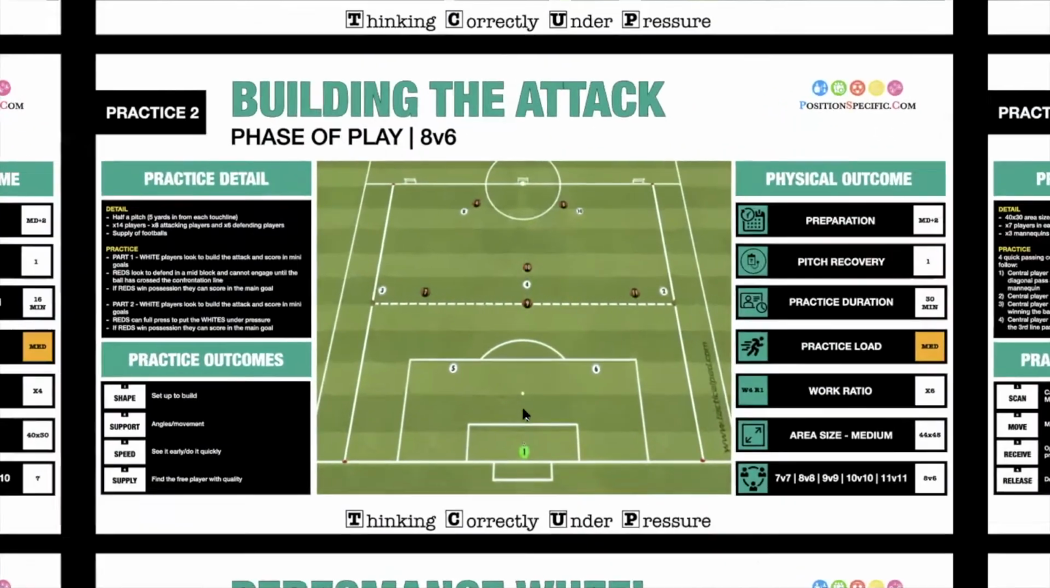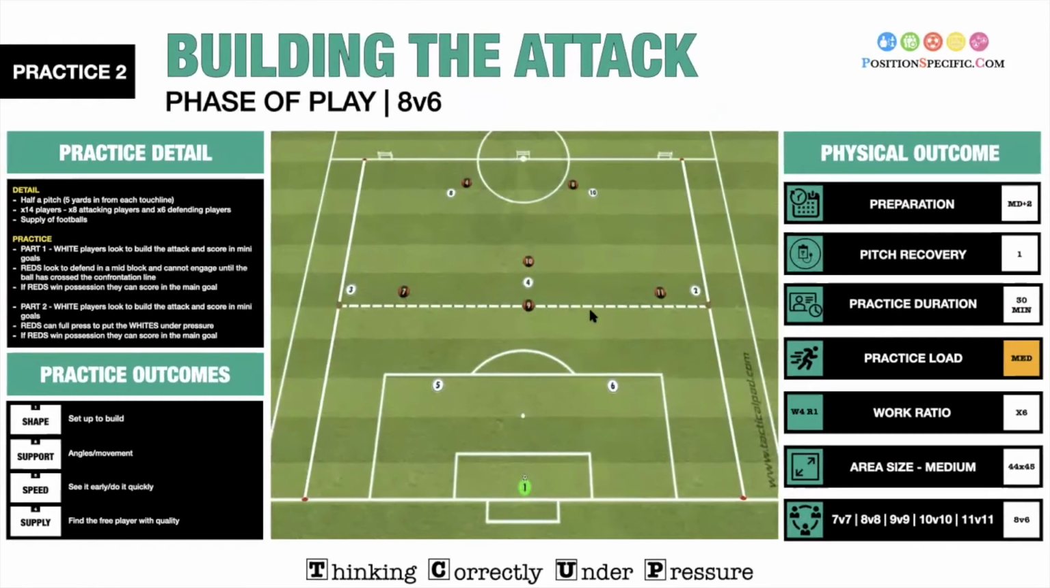So practice 2, little phase of play, 8v6. White's objective is to build and score one of the 3 mini goals on the halfway line. They can build any way that they want. So again, we're giving players that ownership of just trying to build and find different ways through.